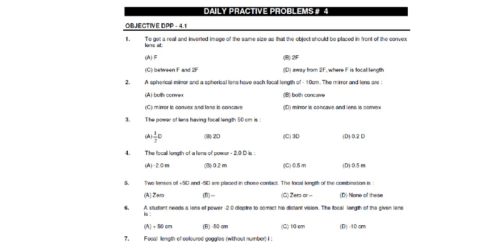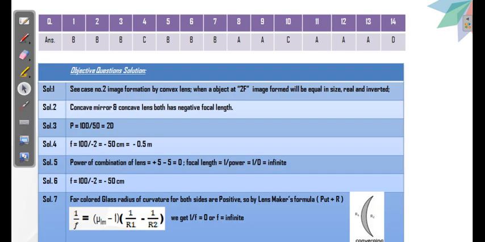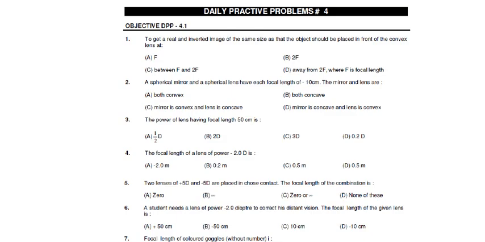सो हियर इज क्वेश्चन नंबर 6. A student needs a lens of power -2 diopter to correct his distant vision. The focal length of the given lens is. Here power is given, then you need to determine the focal length. So we have a formula, so apply the formula for question number 6. You can see here focal length is equal to 100 divided by power in diopter. Power given is -2, so here you will get -50 centimeter. For question number 6, the answer is -50 centimeter. Okay. Now let's see question number 7.